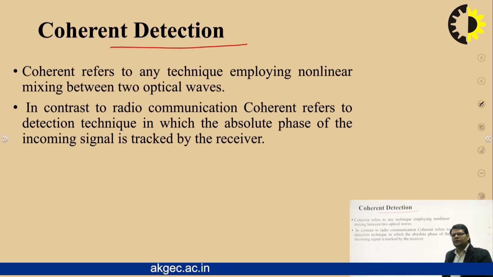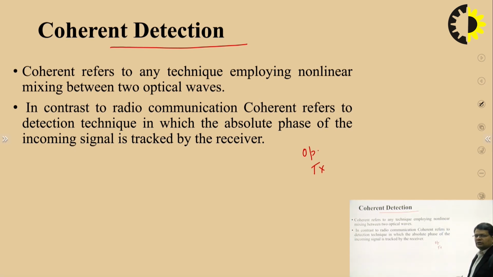Basically, before studying the coherent detection, we will see what is the meaning of detection. In the optical communication system, we have an optical transmitter where the signal is transmitted in the form of light. Then after passing through the fiber or channel, the light reaches the optical receiver, and at the receiver, we have the very first component, that is the photodiode or photodetector.